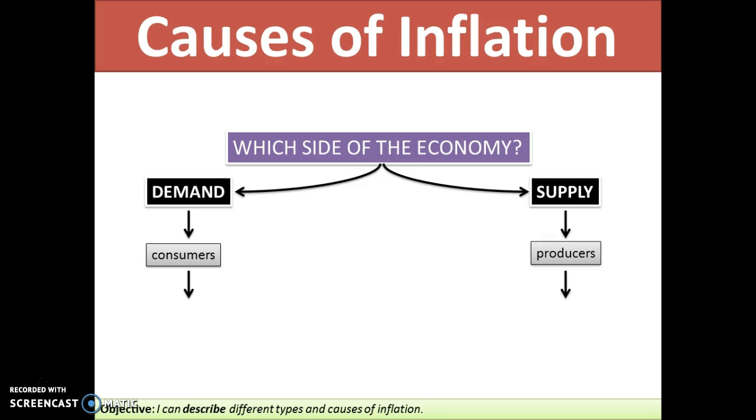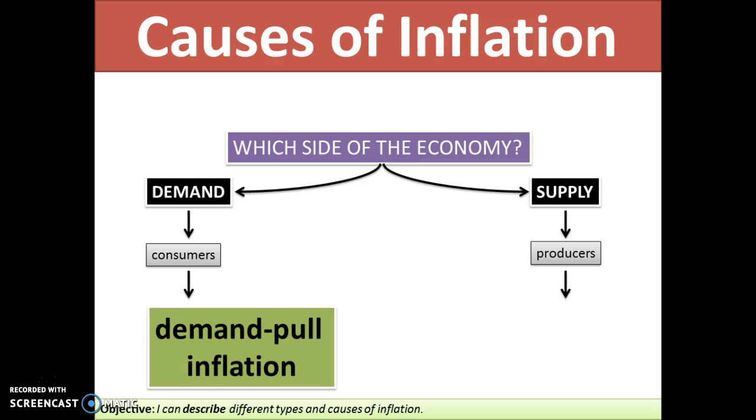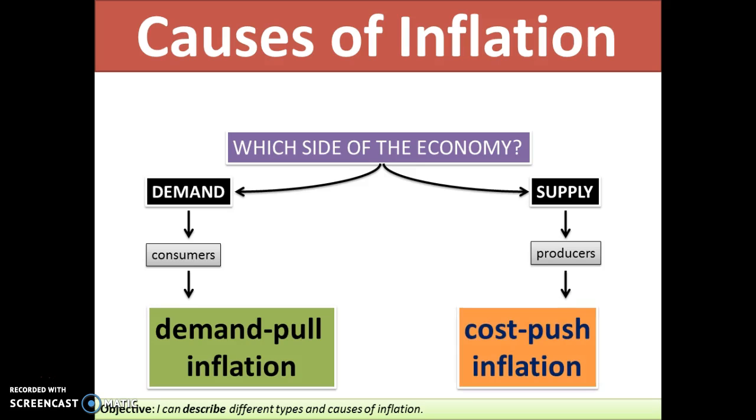Our two types of inflation fall on either side of the economy. Demand pull inflation will be specifically as a result of consumers on the demand side, and cost push inflation is caused by producers. Actually, you guys already know this. We've already looked at this before. Now we have fancy vocabulary words to put with what we already know is happening.